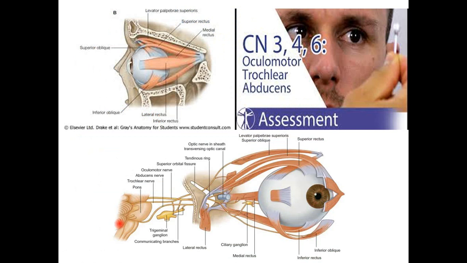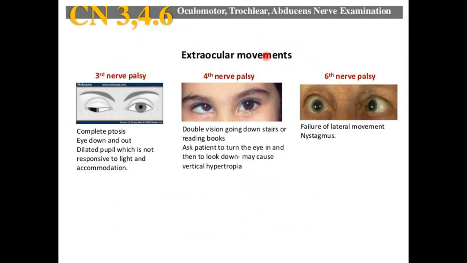These are the extraocular muscles. This is the way: we hold an object and watch the movement of the eye upwards, downwards, left and right, and see if there is any defect in the movement of the eye. This patient has third nerve palsy, very clear. The eye is going laterally because of the lateral rectus, and there is ptosis and dilatation of the pupil. So ptosis, eye down and out, and a dilated pupil which is not responsive to light and accommodation.